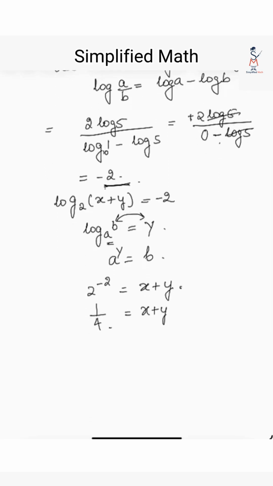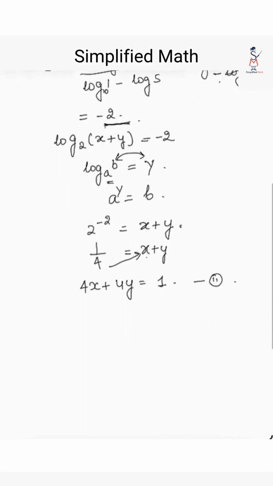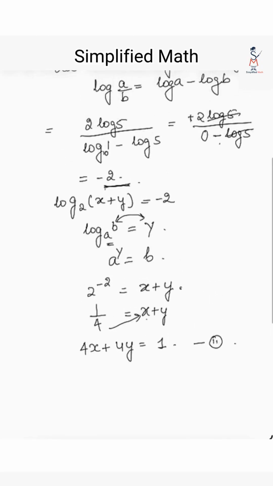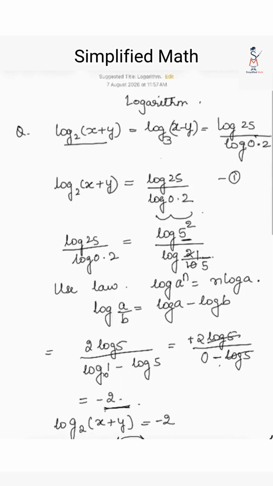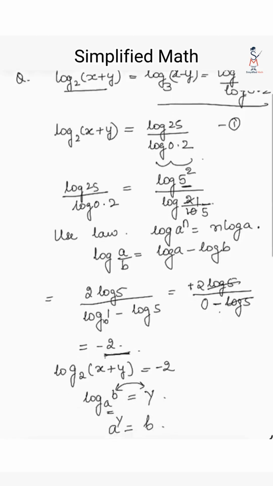Right? Now what you can do, you can take 4 to the other side. It will become 4x plus 4y is equal to 1. Let it be the second equation. Okay. Now we will solve the other part of it. We got one equation. We will solve the other portion, that is log (x minus y) to the base 3 is equal to log 25 by log 0.2.